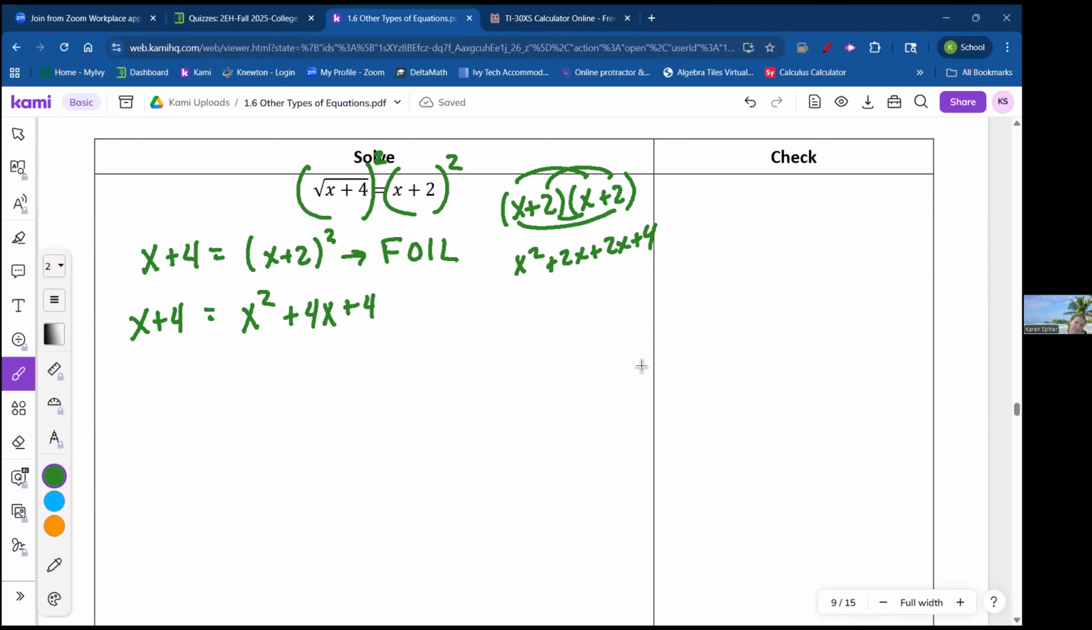Okay? Then, because this is what we do, you've got to get all the x's and all the stuff together, and you've got to get this equal to 0. So I'm going to subtract x, and I'm going to subtract 4. So 0 is equal to x squared, 4x minus 1x is 3x, and 4 minus 4 is 0. So it just sort of stops there. You're like, cool, cool, cool. That's great. Love it. Okay. Why did I skip one?